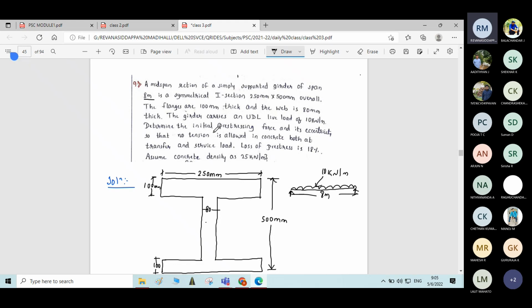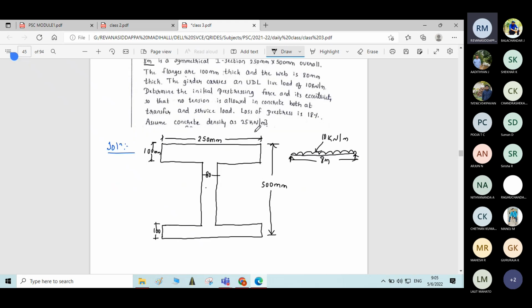The question is to determine the initial pre-stressing force and its eccentricity so that no tension is allowed in concrete both at transfer and service load. Okay, and the loss of pre-stress is given. It is given as 18%, and the density of the concrete is given as 25 kilonewton per meter cube. Okay, so this is all the given data. And he has given two specific conditions. The first condition is no tension is allowed in transfer condition. That is the first condition. The second condition is no tension is allowed in service condition.